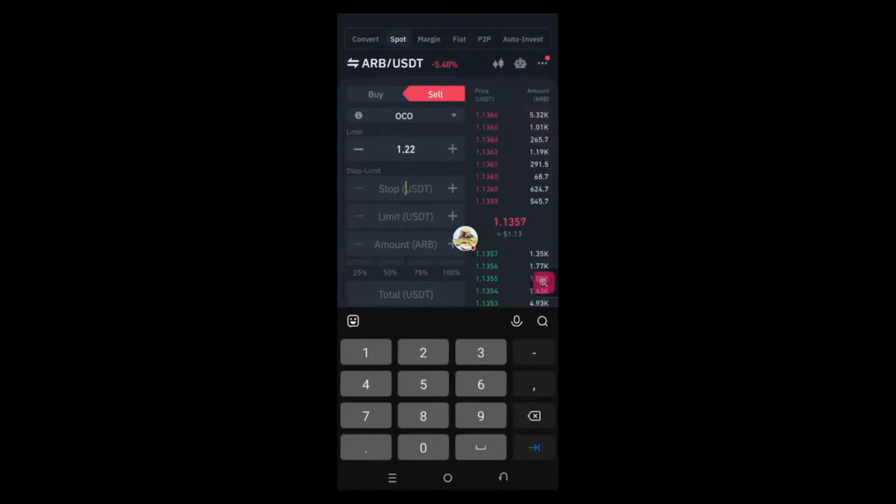Then I'll have to put my stop also, right? So if it's going down, I need to put my stop. That's the stop limit, the stop loss. I need to put that. So if it goes below, this is currently 1.359. So if it goes below, like 1.2, for instance, I don't want to lose my money. I don't want to waste time in this trade. So I'll be happy to lose a little portion of my money.